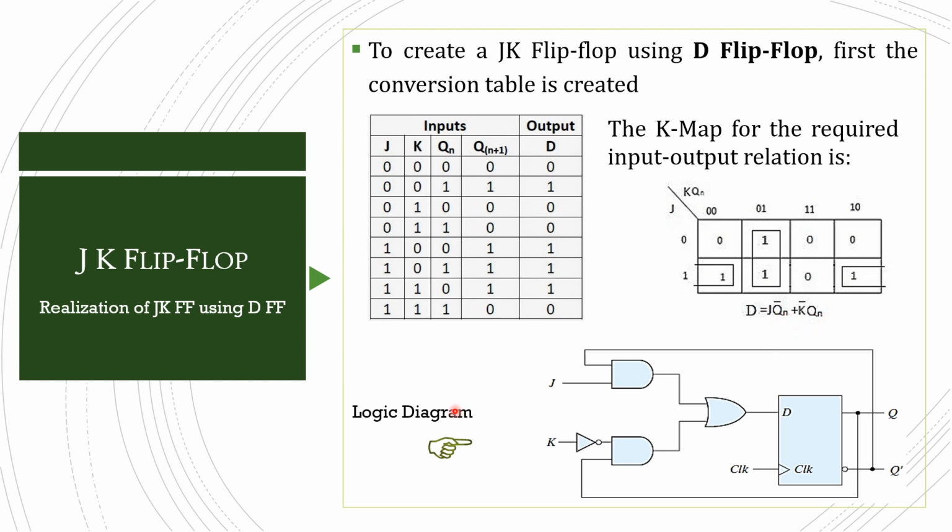Now let's draw the logic diagram. D is equal to J into Q bar plus K bar into Q. We make use of two AND gates and an OR gate to realize this equation, D is equal to J into Q bar plus K bar into Q. So this is the method for constructing a JK flip-flop using D flip-flop.